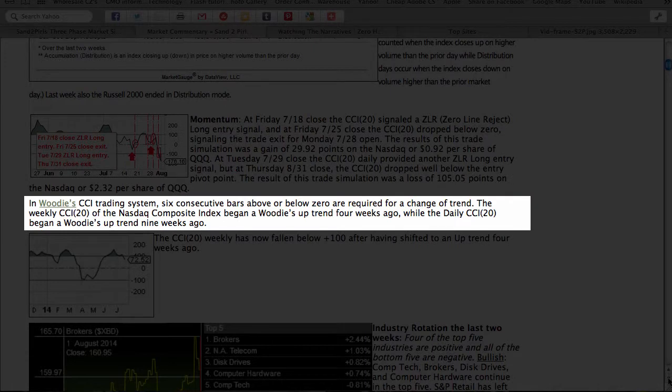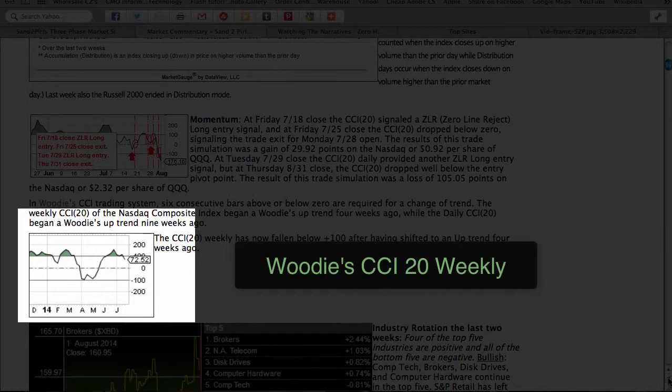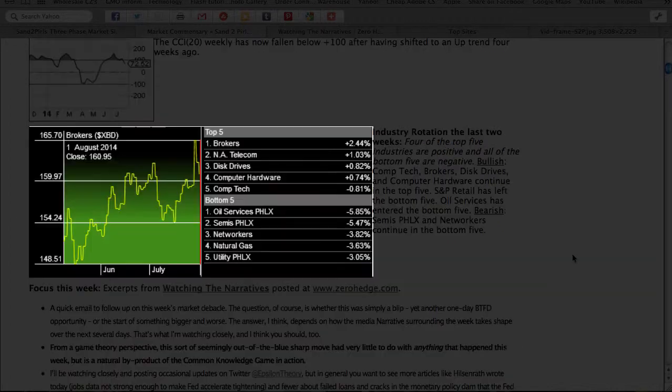In Woody's CCI trading system, 6 consecutive bars above or below zero are required for a change of trend. The weekly CCI 20 of the Nasdaq Composite Index began a Woody's uptrend 4 weeks ago, while the CCI 20 daily began a Woody's uptrend 9 weeks ago. The CCI 20 weekly has now fallen below plus 100 after having shifted to an uptrend 4 weeks ago.